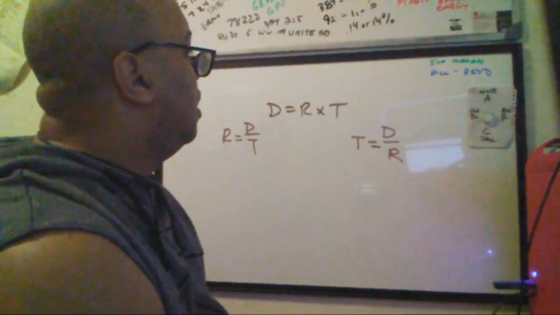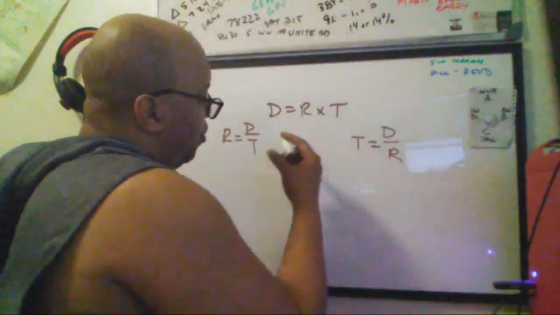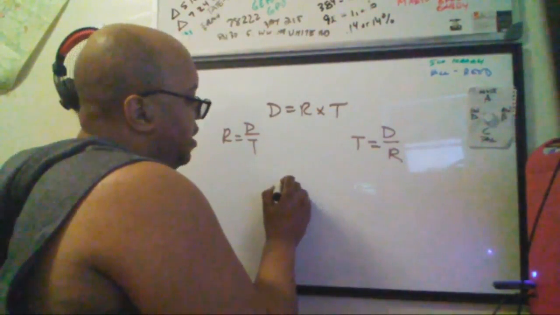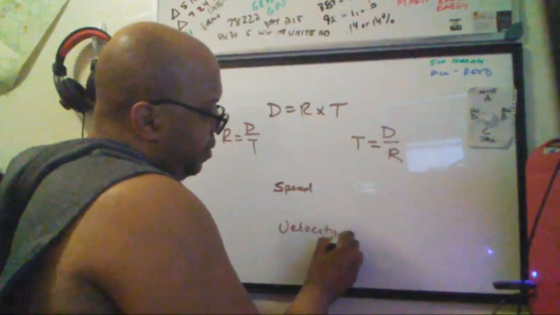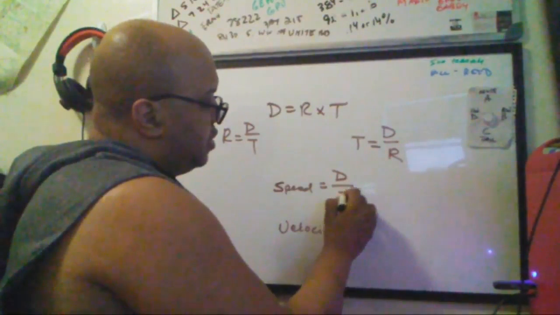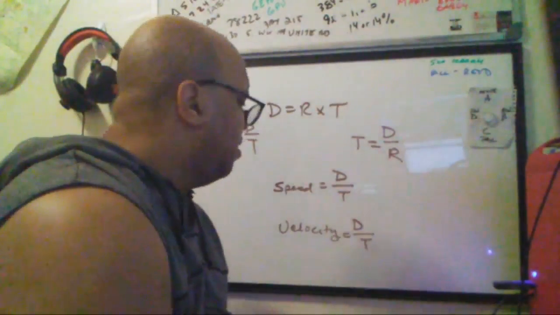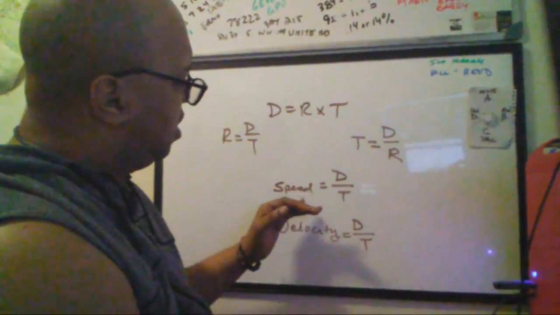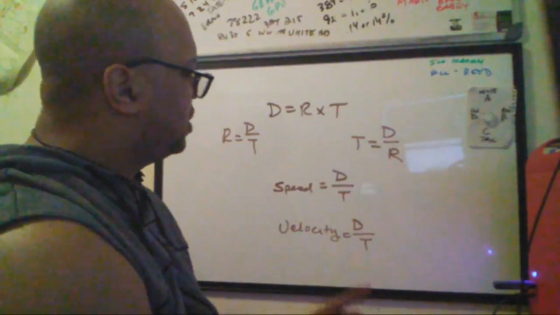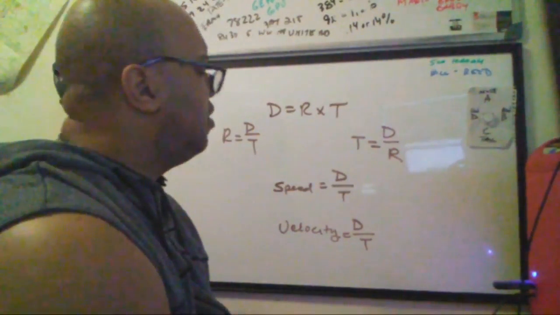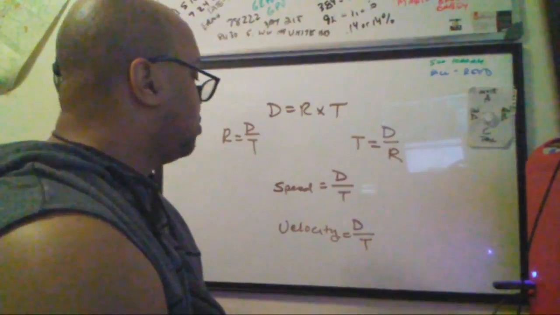But it's something that perplexes people. If I'm trying to find speed or velocity, it would be distance divided by time in both cases. What is the difference? Kino, you're telling me speed times time equals distance, and velocity times time equals distance. How can that be? What's the difference between speed and velocity?